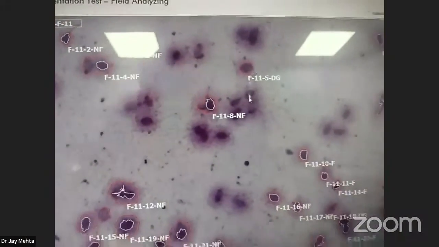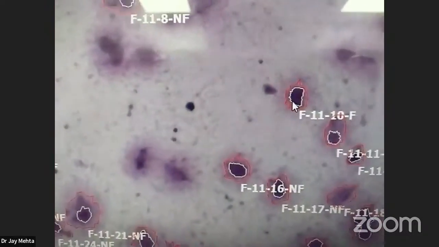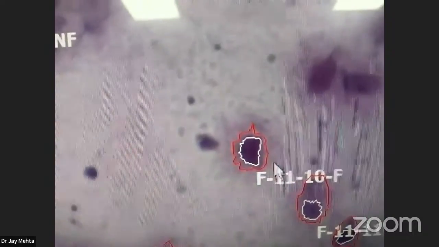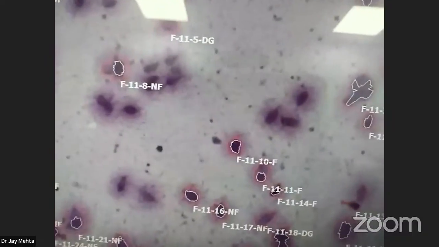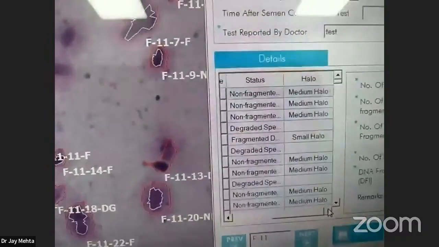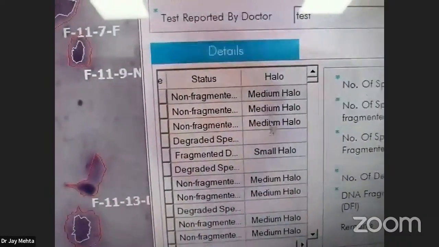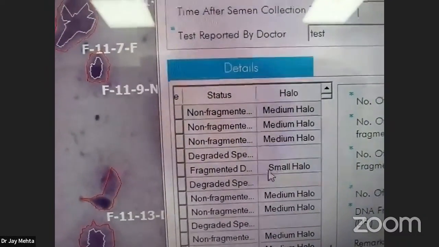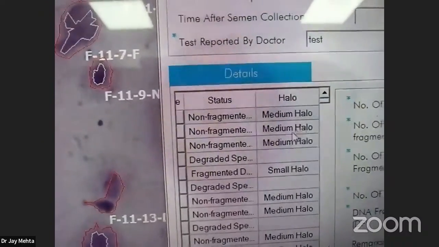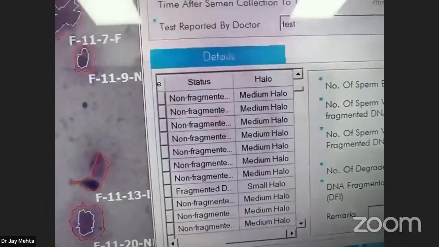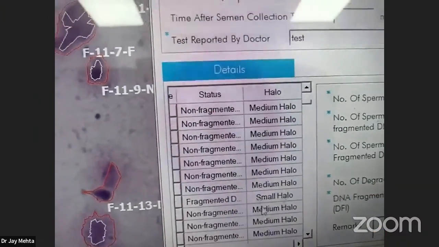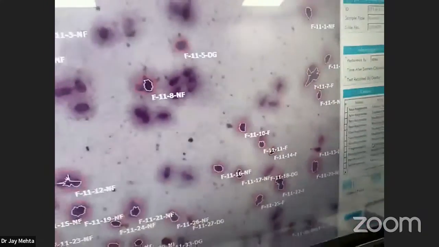And I will show you what a fragmented sperm is also. See this one. There is splaying, but the splaying is less than half the thickness of the head. So once upon a time we were reporting manually. If you want to go into more detail, there is this detailed reporting, which mentions the size of the halo. See, small halo, degraded, so no halo, medium halo, non-fragmented. Medium halo, medium halo. See, small halo. All this is reported by the computer, based on the software program.